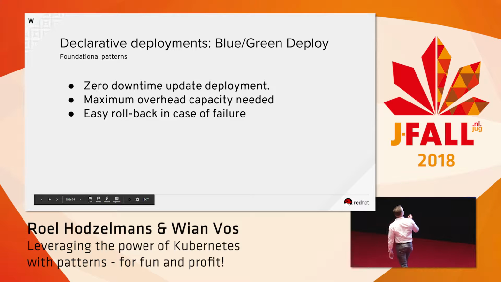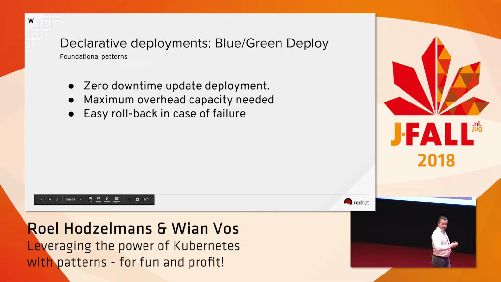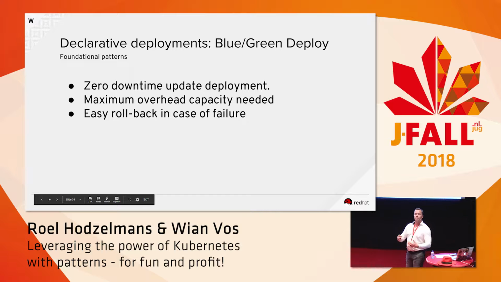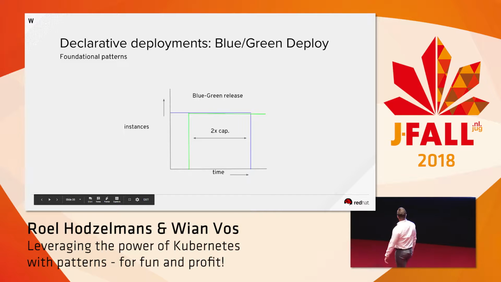So why do you want to use that? Because it gives you 0 downtime, but you need double the application capacity. So if you have that capacity, this is a great way to update your application. If you don't, well, it's not going to work. And of course, there's easy rollback because you still have the old service deployed. So if the new one doesn't work, you can just switch back the Kubernetes service to the old deployment, and everything should still work. That's basically what it looks like.